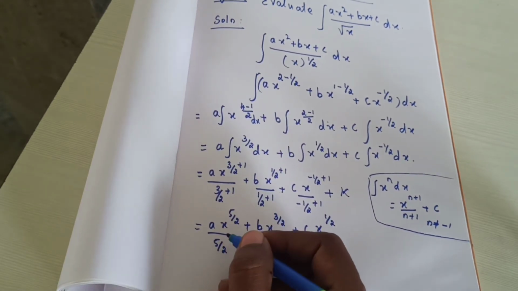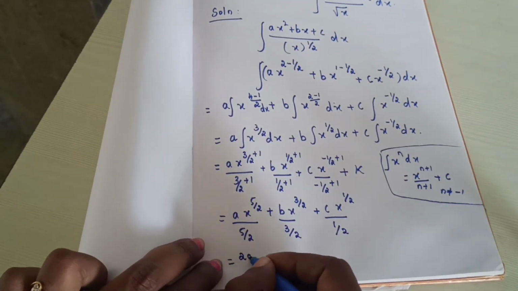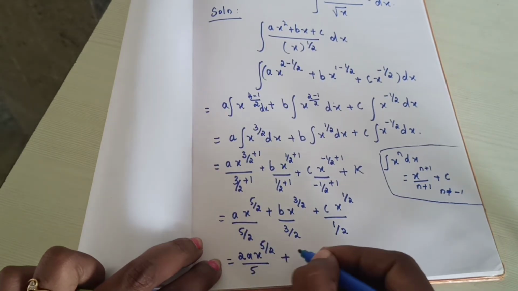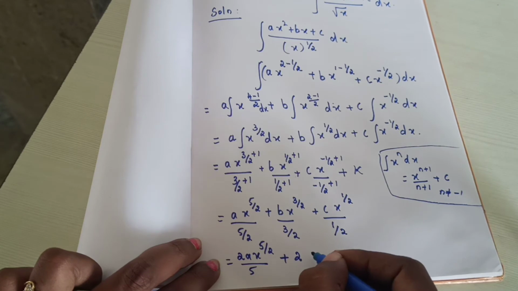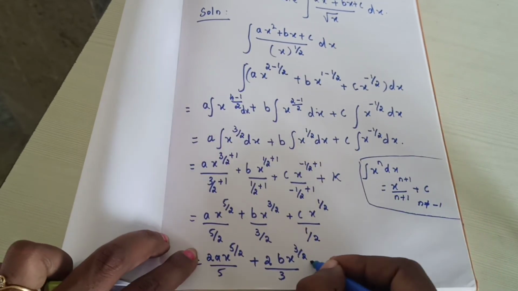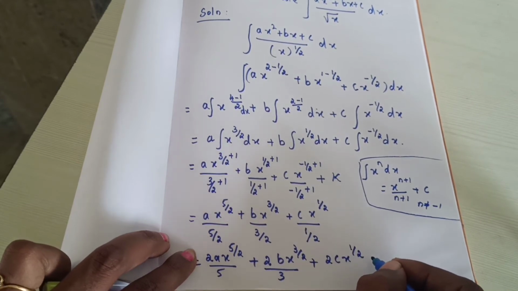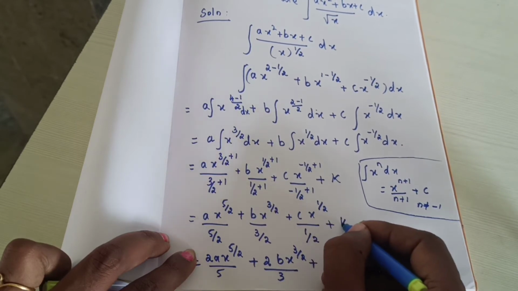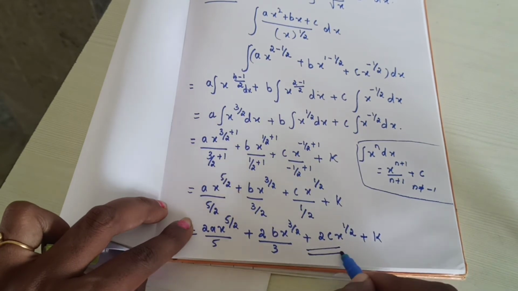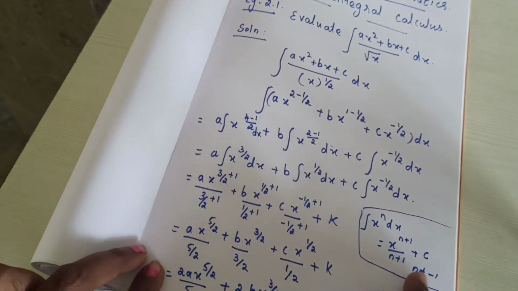So next what will happen? We can bring this 2 to the numerator. Okay. So when you are writing, how it will happen? 2a x power 5 by 2 divided by 5, plus this 2 will come to the numerator, so 2b x power 3 by 2 by 3, plus 2 into c x power 1 by 2. Correct? Plus one constant. Don't forget to put the constant. Understand? So when you are integrating, don't forget to put the constant. This is our answer. Very easy if you are thorough in this formula.